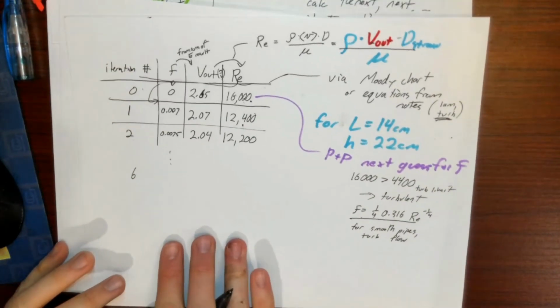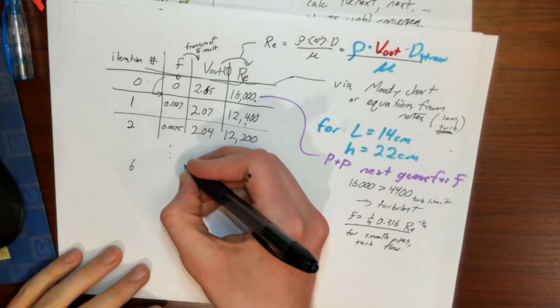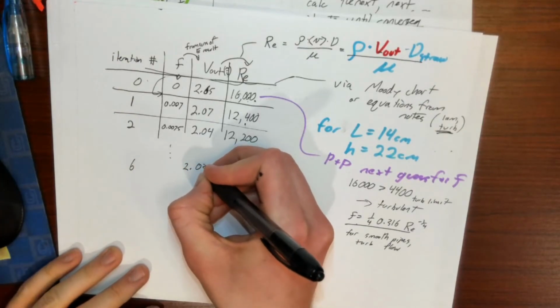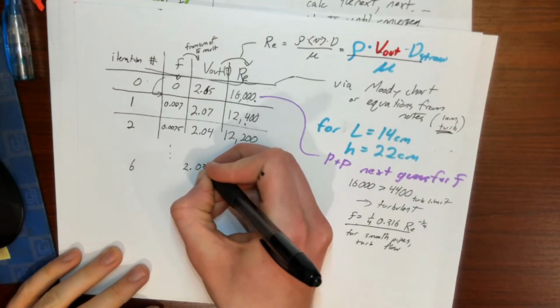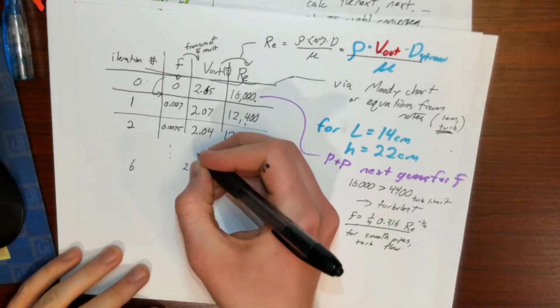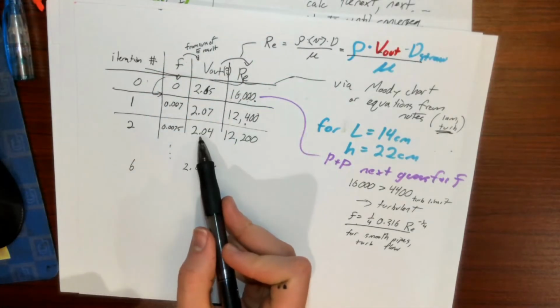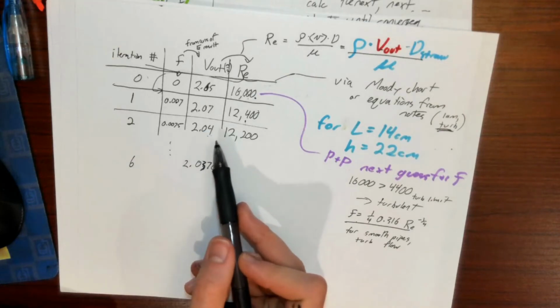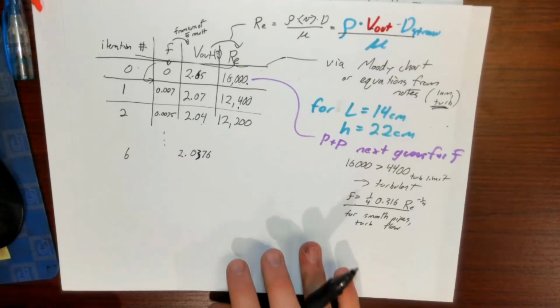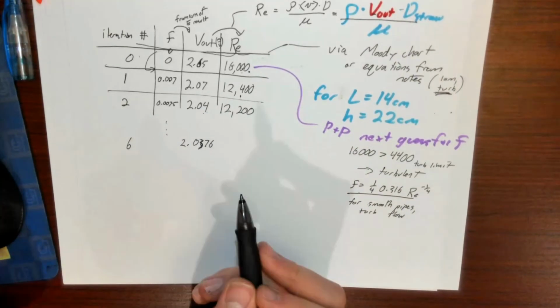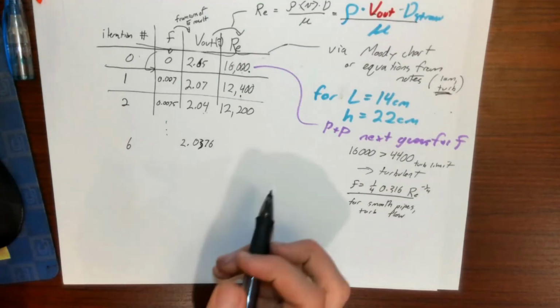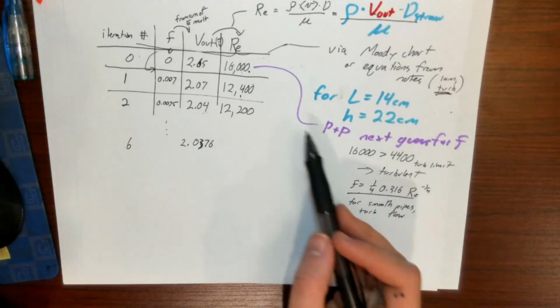And if you truck it all the way down to, let's say, iteration number 6, your outlet velocity is 2.0376. So even if you churned away for a whole bunch more iterations, you would still round to 2.04 with your result. So that's this result here.